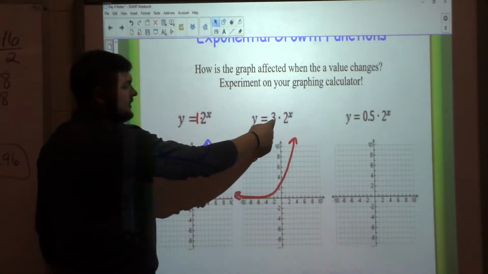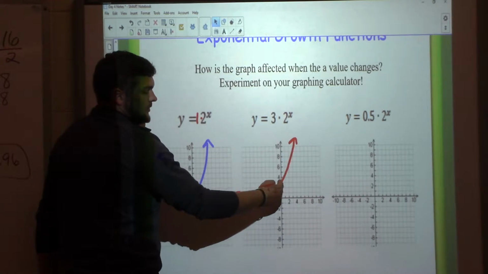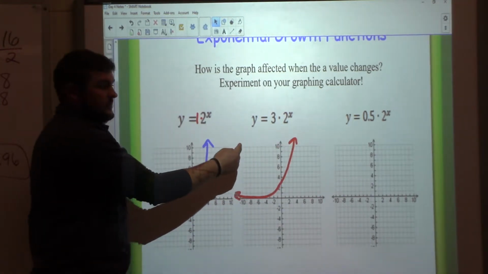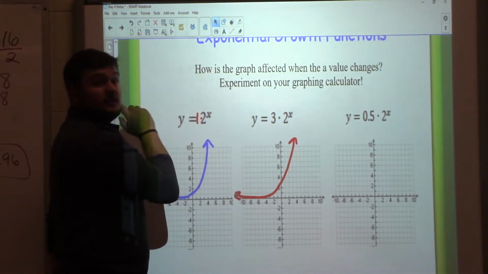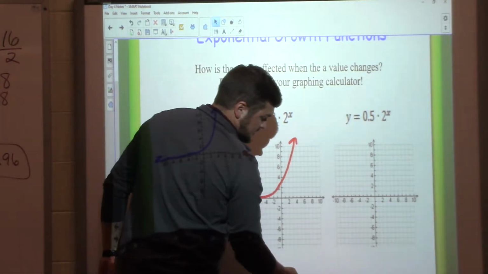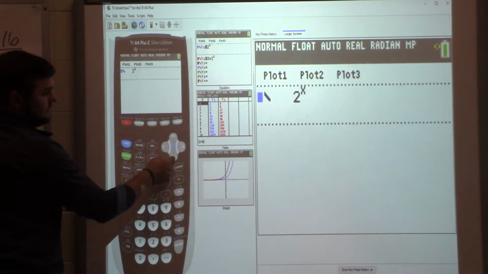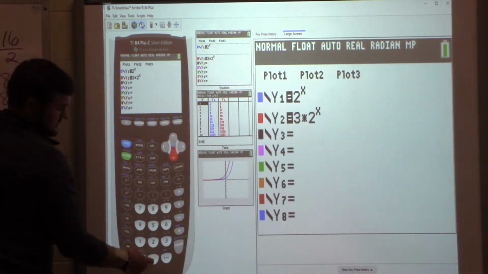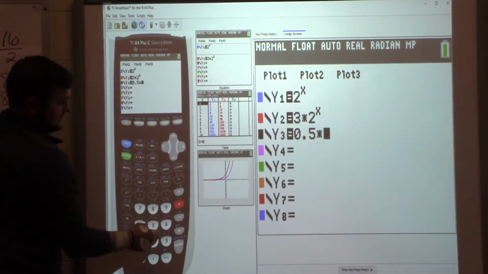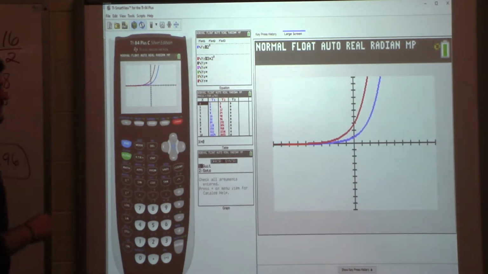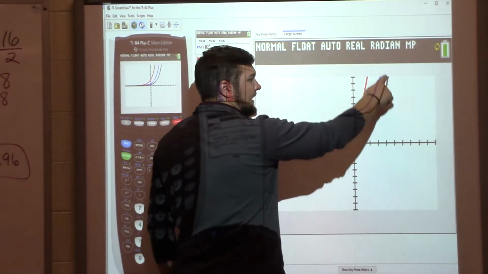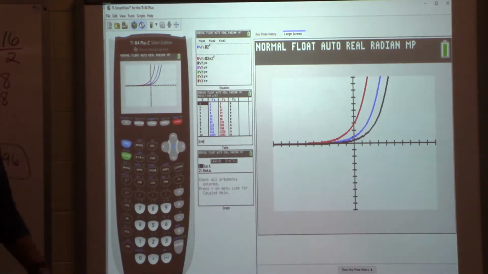So if the bigger the number, it went up quicker and it went up to a higher number, what do you think is going to happen if I use a smaller number like 0.5? It'll take longer, right? Well, let's double check that. Y equals 0.5 times 2 to the x. So let's see, the black graph, it does take longer, right? It crosses at 0.5 instead of 1. So it takes longer.